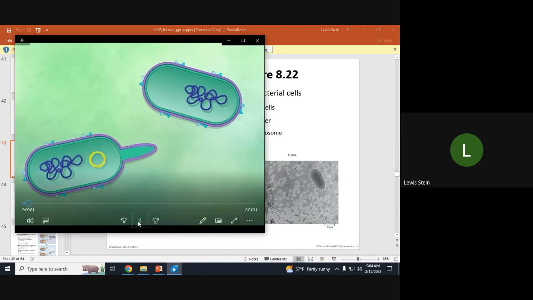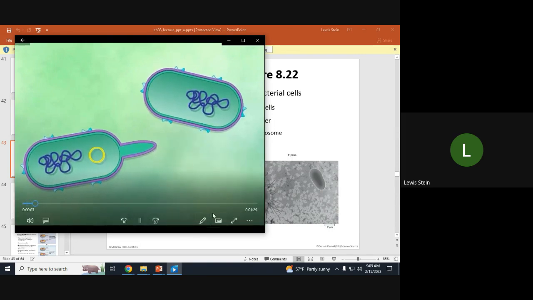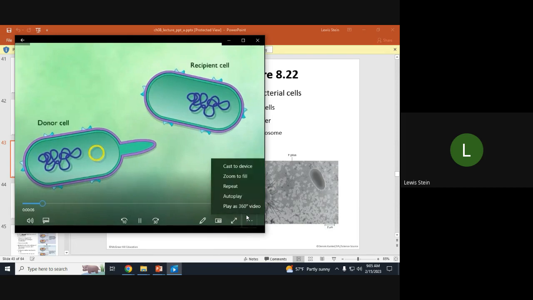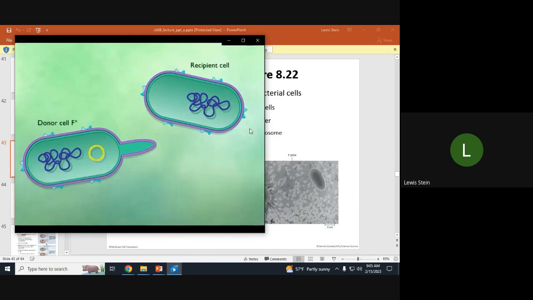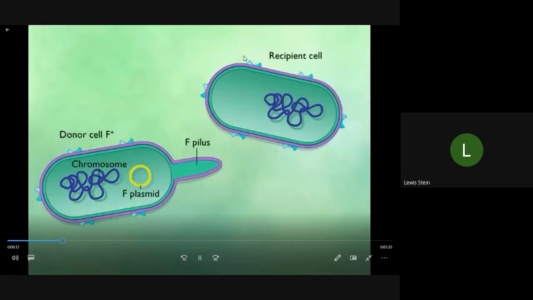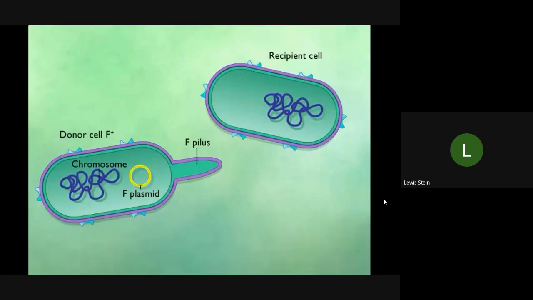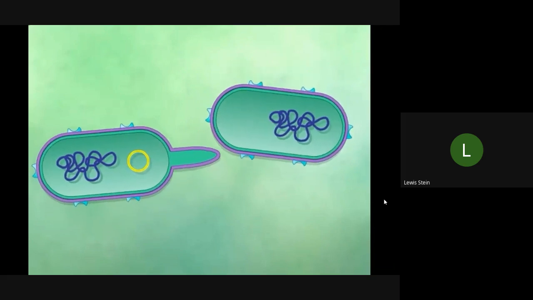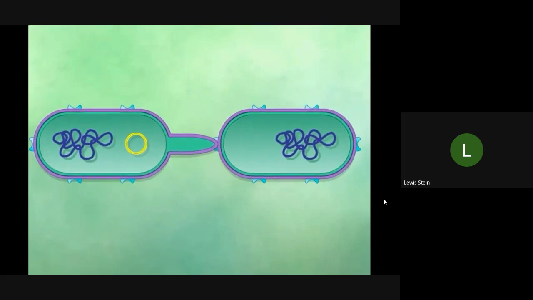Conjugation is a mechanism of gene transfer that requires direct contact between donor and recipient cells. F plus cells carry the F plasmid, enabling them to make an F pilus and act as a genetic donor. Recipient cells that lack an F plasmid are referred to as F minus. The F plasmid encodes for the F pilus, a protein appendage that attaches the donor to the recipient cell. The first step in plasmid transfer is contact between the donor and the recipient. The F pilus of the donor cell recognizes and binds to specific receptor sites on the cell wall of the recipient cell.